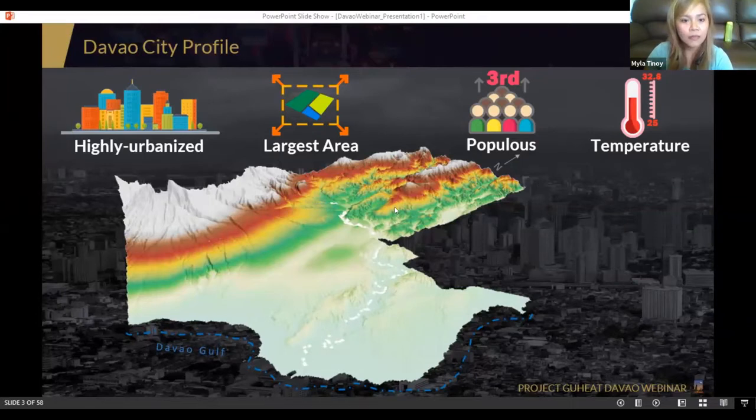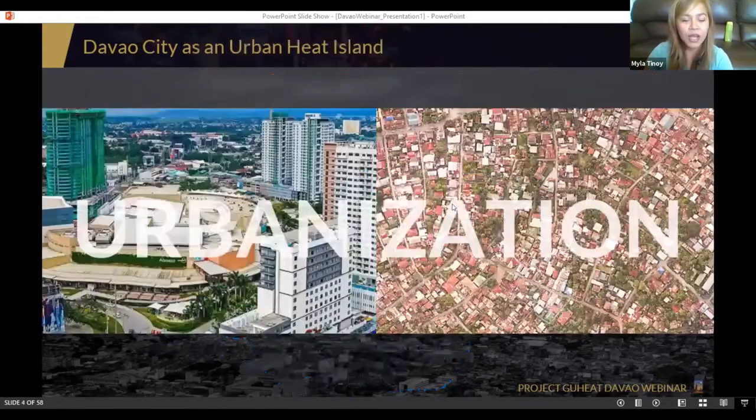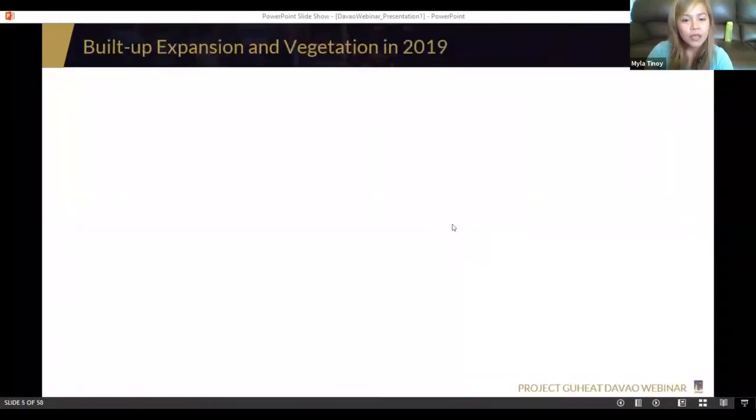Now, there's no doubt that urbanization has improved the well-being of societies. However, whether we like it or not, urbanization contributed to unintended climate modification. So in Davao City, its development such as buildings, roads, industries have directly and indirectly led to air and surface temperature changes. The spatial-temporal intensity of landscape change in Davao City can be assessed through remote sensing data.